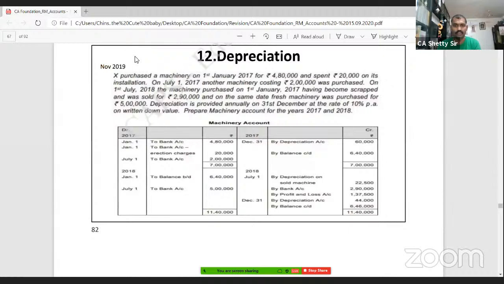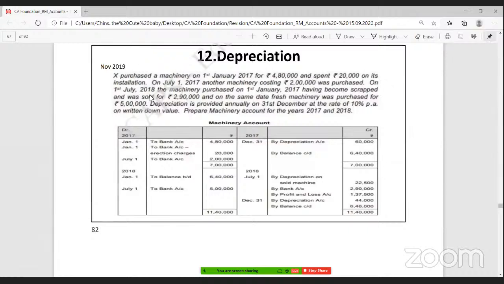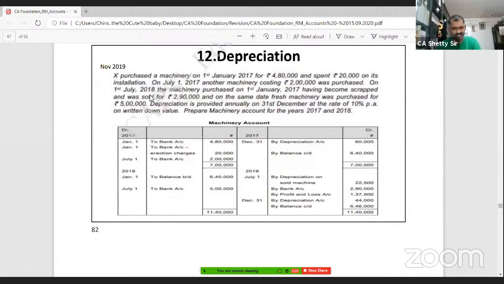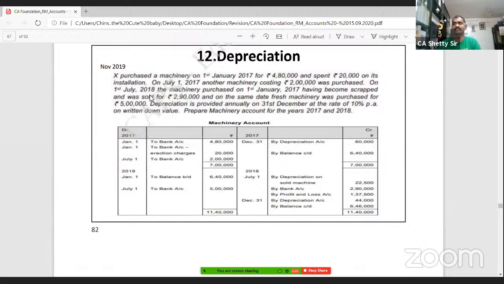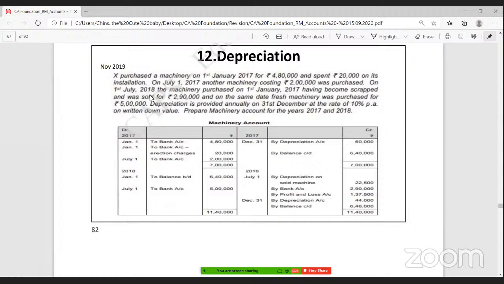And what date it is sold, Chetna? July 2018. How many months used then? 6 months. Very good. Depreciation for 6 months: 4,50,000 into 10 by 100 into 6 by 12 months is 22,500. Understood? Yes, sir. This entry you have to pass, that you don't forget.